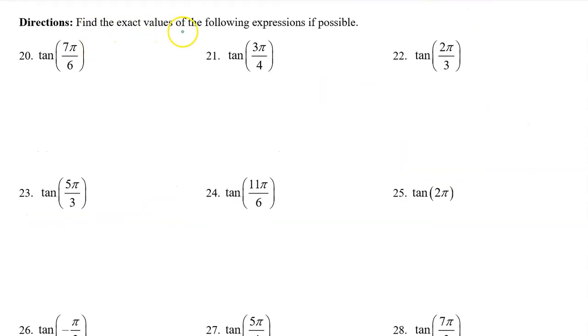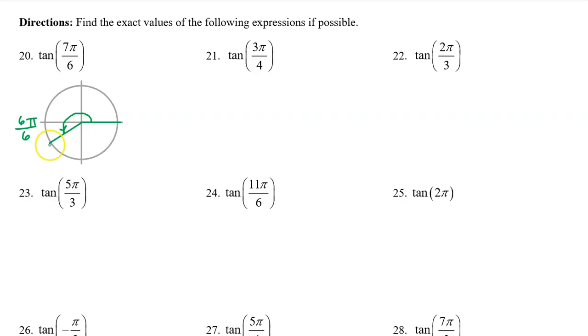Find the exact values for the following expressions if possible. I'm going to be drawing a lot of little pictures for instructional purposes, but I encourage you to do all of this in your head if you can. For number 20, in what quadrant is 7 pi over 6? We can think of pi as 6 pi over 6. Therefore, 7 pi over 6 is pi over 6 more than 6 pi over 6, placing it in the third quadrant. So this tells me two things.